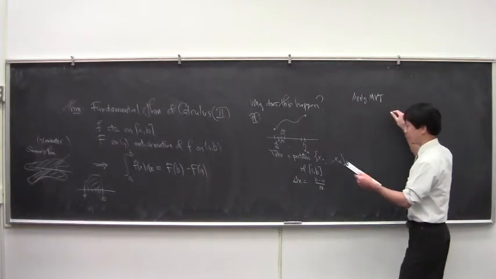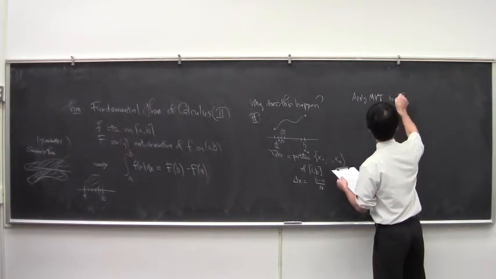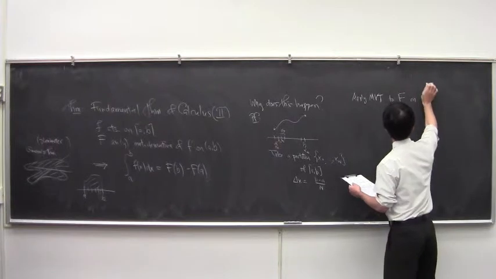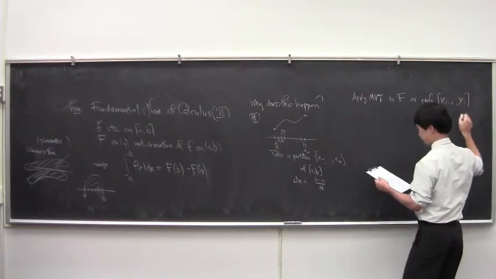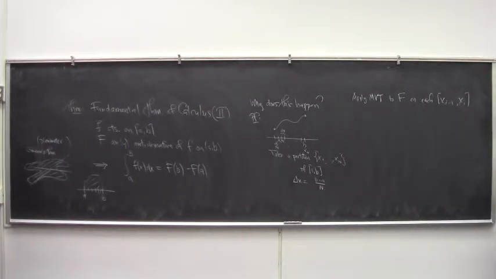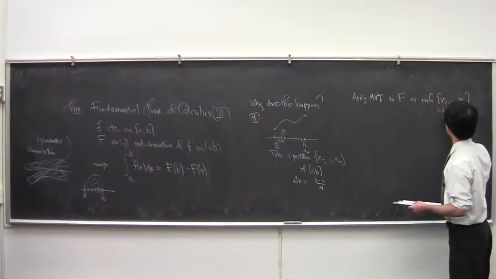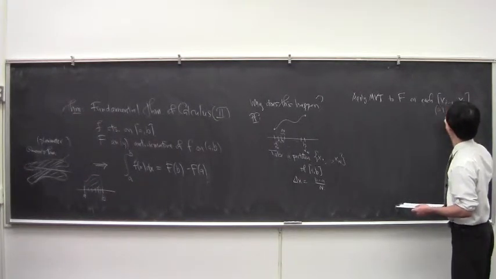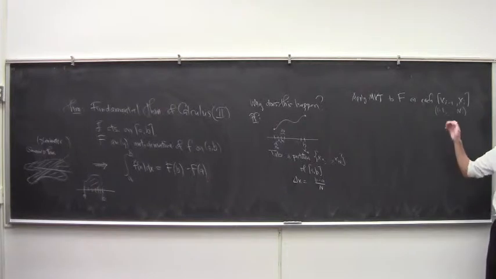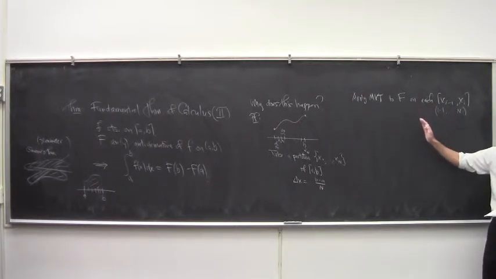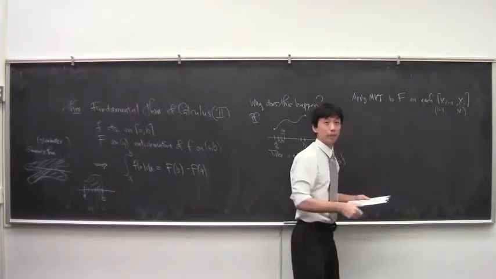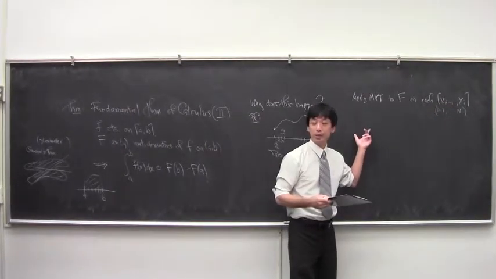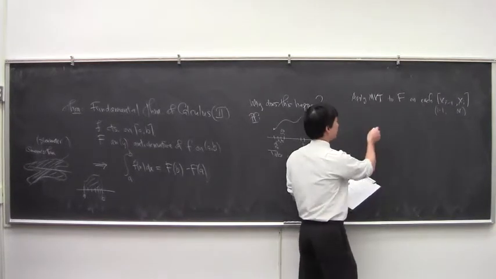Apply the mean value theorem to capital F on each interval [x_{i-1}, x_i], from i equals 1 up to n. So we take each interval: x0, x1; x1, x2; x2, x3; x3, x4, etcetera. And we apply the mean value theorem to it.